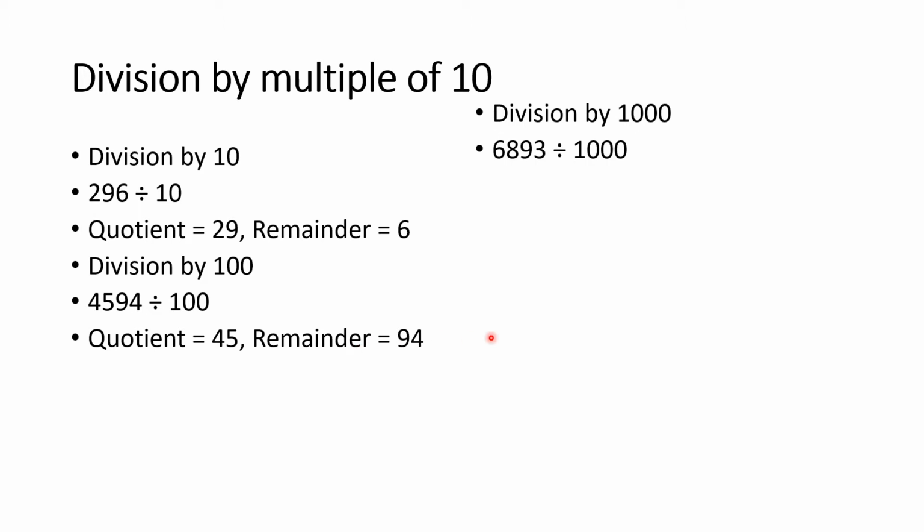Just take another, division by 1000. Here is your question, 6893 divided by 1000. Now what will we do? There are 3 zeros in 1000. So we will hide the ones, tens and hundreds digits, and the remaining is 6. So that 6 is our quotient and the ones, tens and hundreds digits, it means 893, is our remainder.